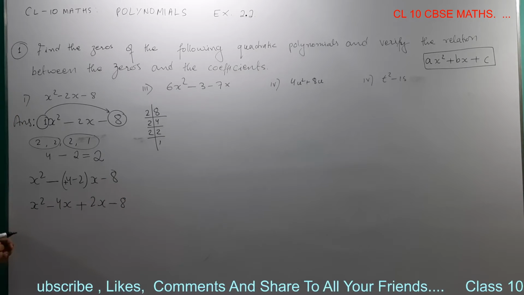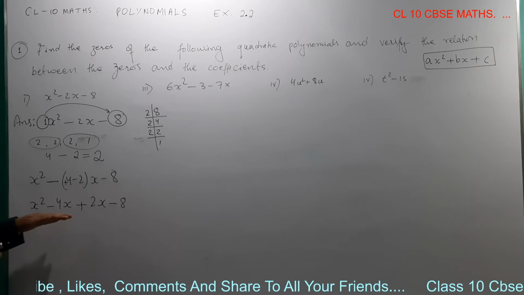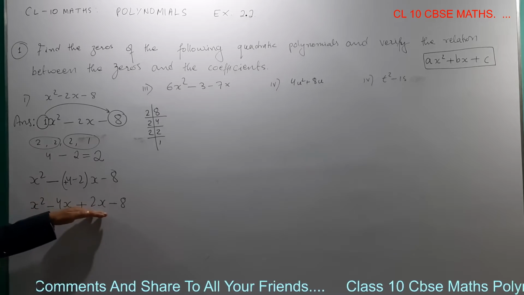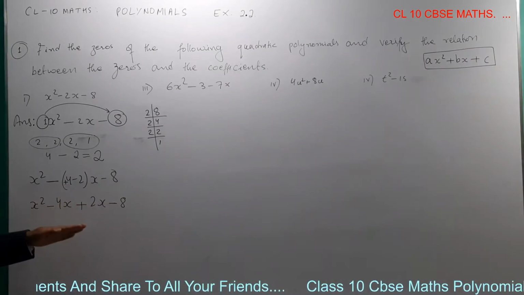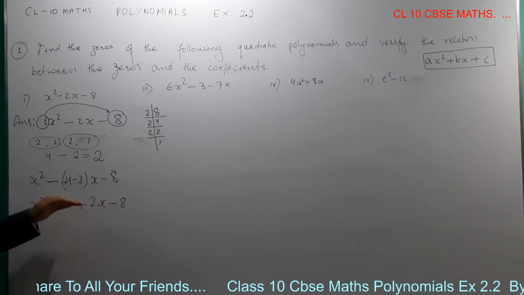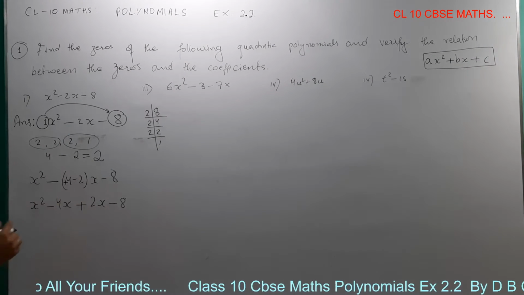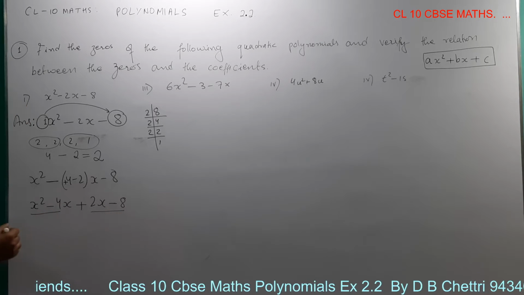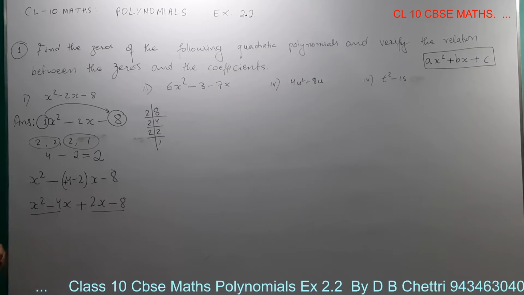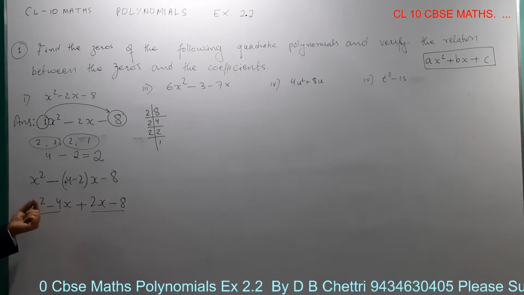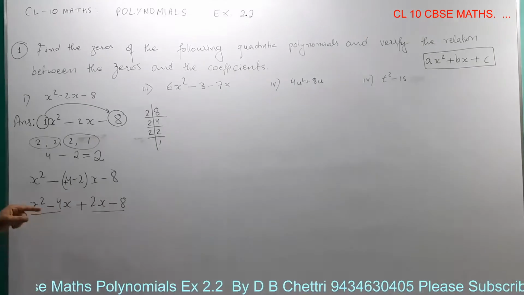Okay, now after breaking this middle term, an even number of terms are there, so make groups of 2, then take common. If an even number of terms are there, make groups of 2 and take common. Now make a group of 2 and make a group of 2. Taking common means the number or factor which is the same in between the two terms. Okay, now look at it.